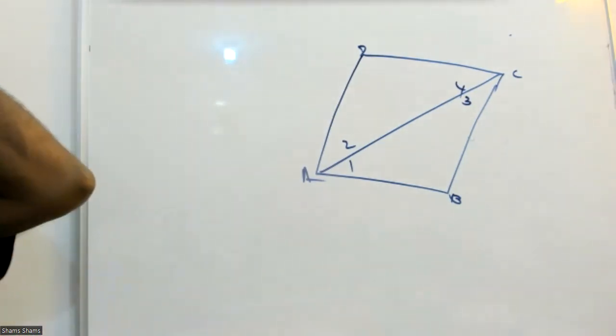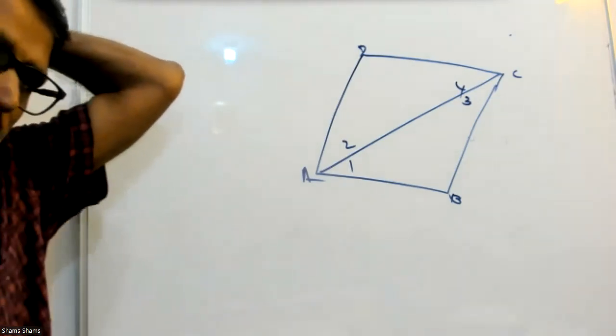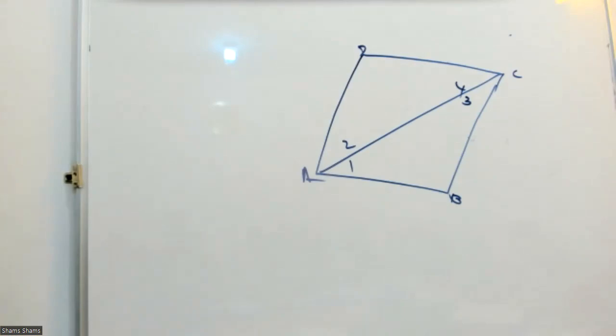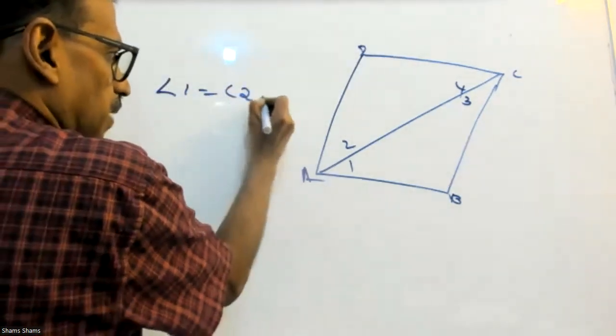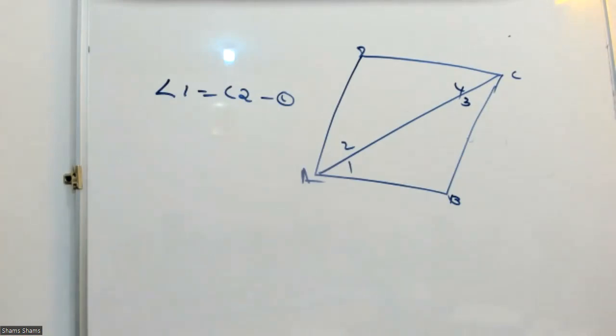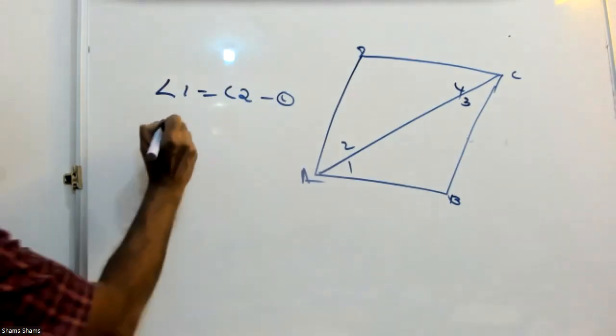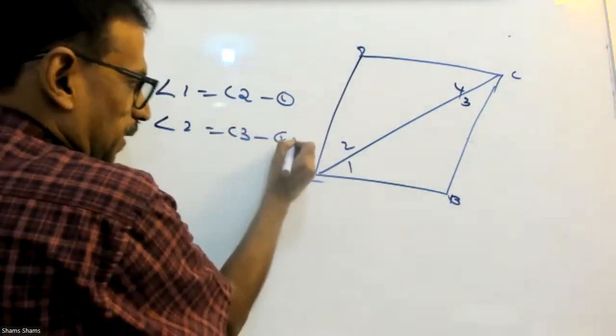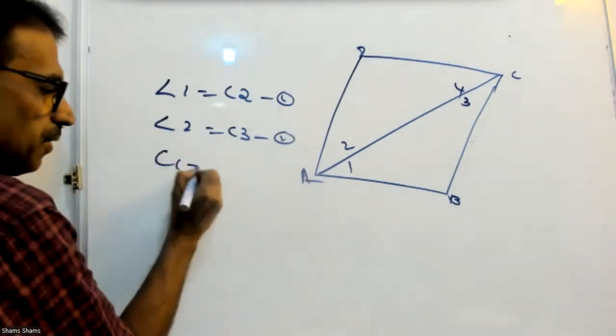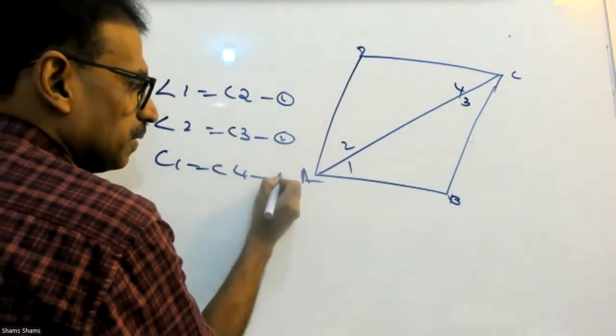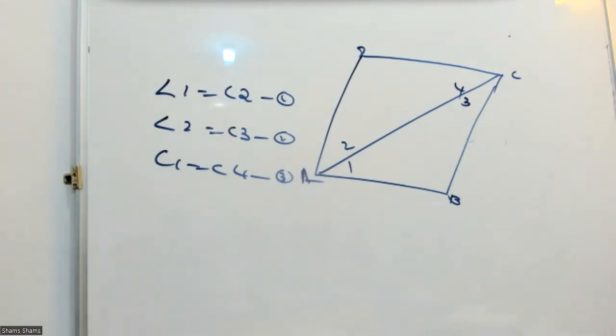Now look here. Gargi, in this, what is given? Angle 1 equals angle 2, number 1. Any other angle equal? Angle 2 equals angle 3. Next, angle 1 equals angle 4, number 3. So from 1 to 3, what do you get? Angle 3 equals angle 4. Finished. Now, what is the question? We are sure that angle 3 equals angle 4. That's all. We finish.